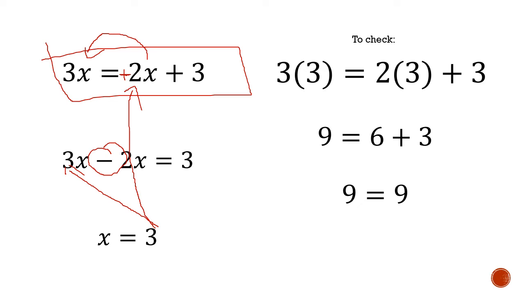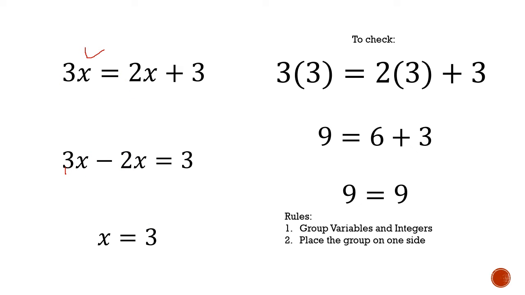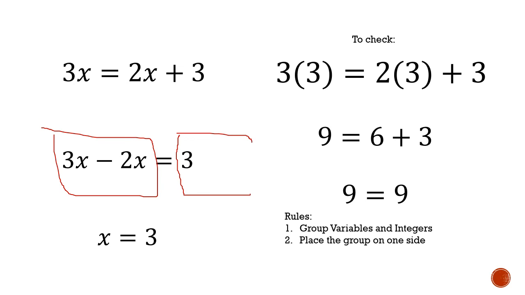So what do we learn from this example, from this exercise? What rules do we need to follow? Okay, there are certain rules we need to follow. First is we group the variables and integers. When we say variables, we group all the x's and all the numbers without letters with it. Number 2, we place the group on one side. So we place the x on one side and the 3 without the x on the other side.